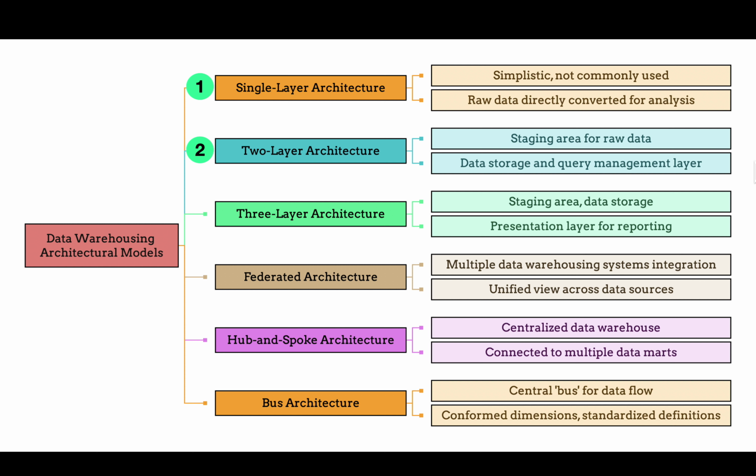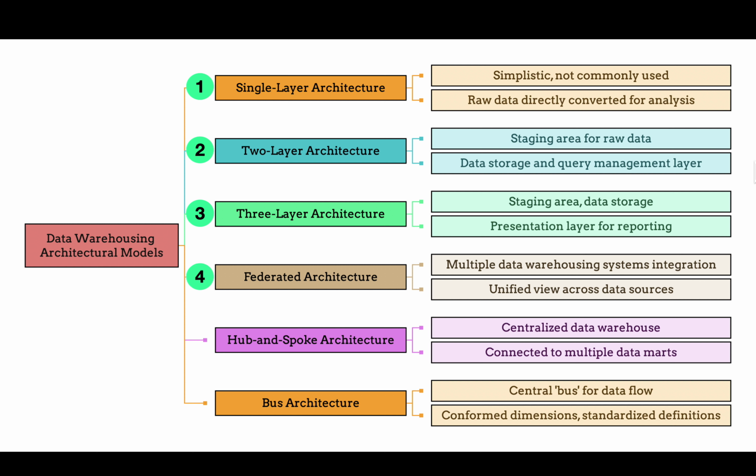2. Two-layer architecture, consists of a staging area for raw data and a separate layer for data storage and query management. This model offers more flexibility than the single-layer architecture. 3. Three-layer architecture, includes the staging area, data storage, and a presentation layer where data is made available for reporting and analysis. It's the most common and offers the highest level of separation for different data warehousing functions.